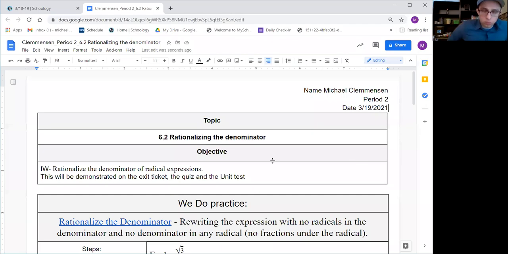So our topic for today is rationalizing the denominator. Our objective for today is to rationalize the denominator of radical expressions. You'll demonstrate this on the exit ticket, the quiz, and then the unit test at the end.